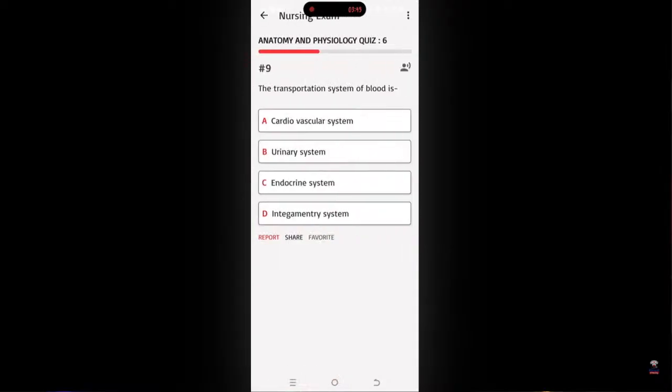The transportation system of blood is: A. Cardiovascular system, B. Urinary system, C. Endocrine system, D. Integumentary system. Correct answer.